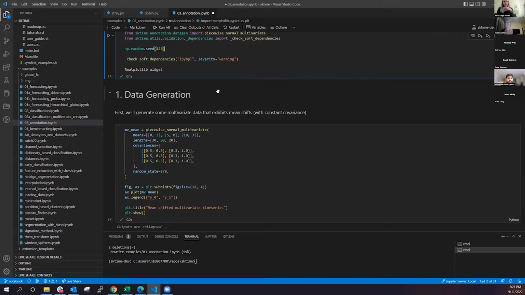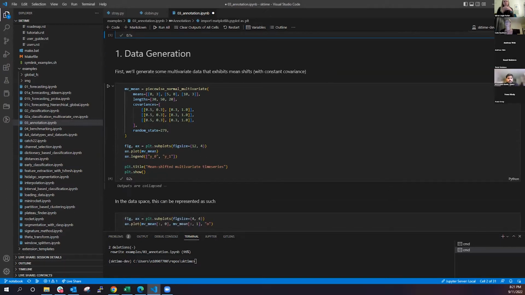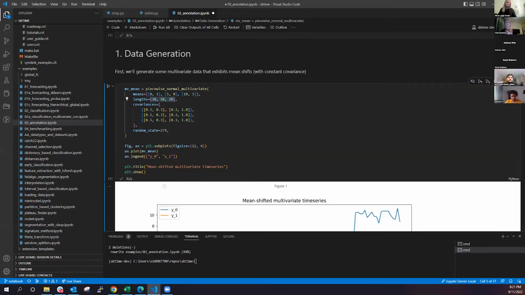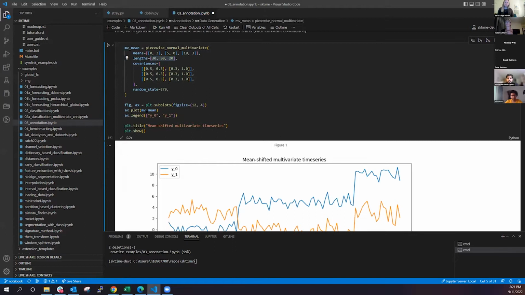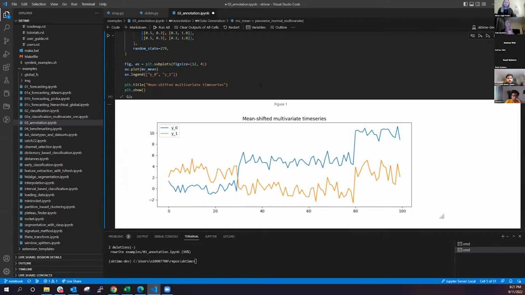Before we do anything, we need to generate some data. This comes from a data generation module that was actually written in the last dev days. What we can do here is specify segments of certain lengths, with multivariate random variables and with means and covariances. So we'll generate the first time series here. If you'll notice, they all have the same covariances and they're really only changing means. So we're seeing a multivariate mean shifting. We'll call that Y1, Y2.